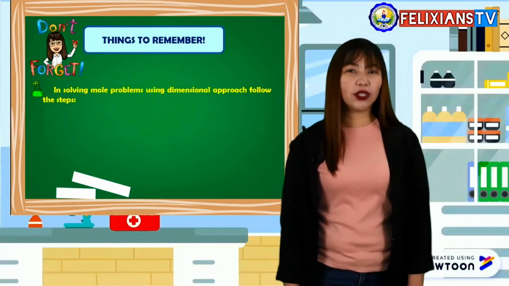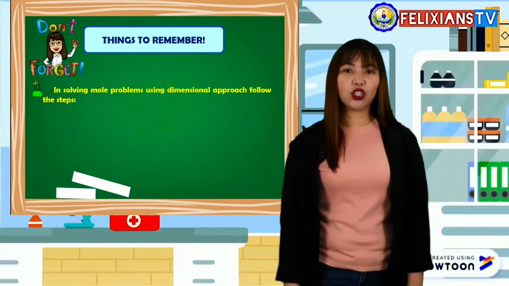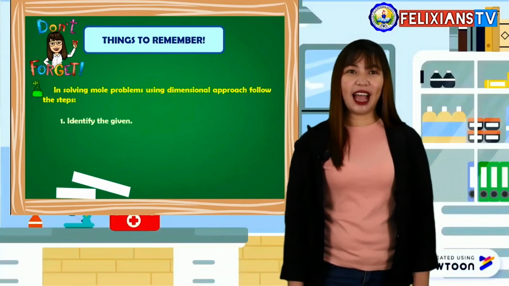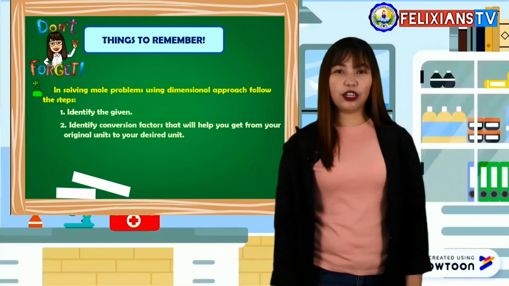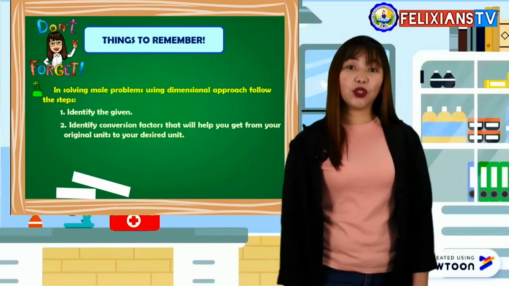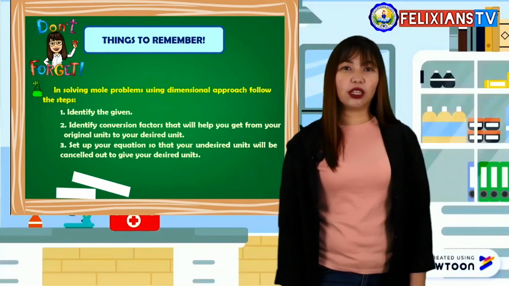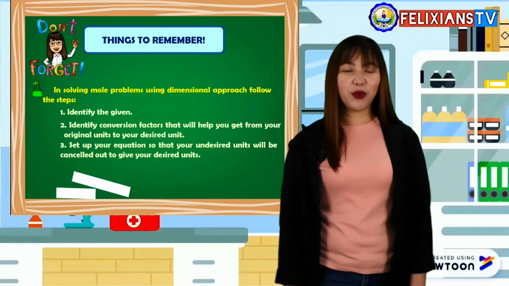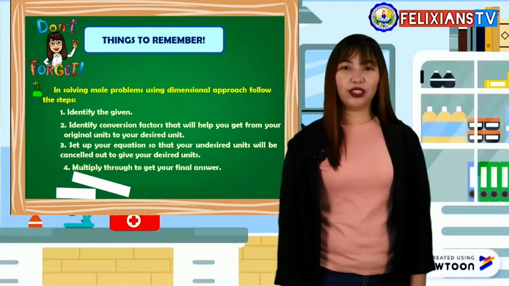We should also remember that in solving mole problems using the dimensional approach, you need to follow the steps. First, identify the given. Second, identify the conversion factors that will help you get from your original units to your desired unit. Third, set up your equation so that your undesired units will be cancelled out to give your desired unit. And lastly, multiply through to get your final answer.